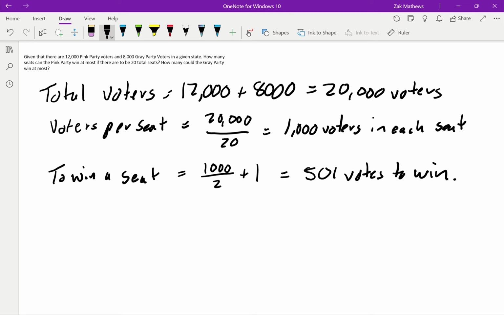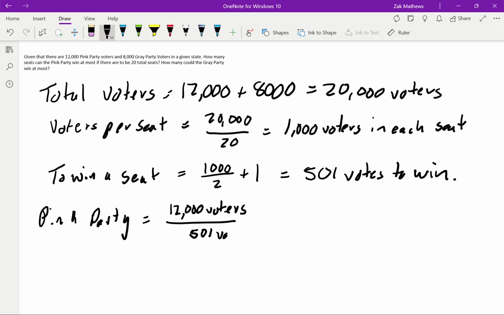That's what we need. So if we're looking from the pink party's perspective, they have a total of 12,000 voters. We need 501 votes to win. So if we take 12,000 and divide it by 501, we see that we get 23.9 total wins.